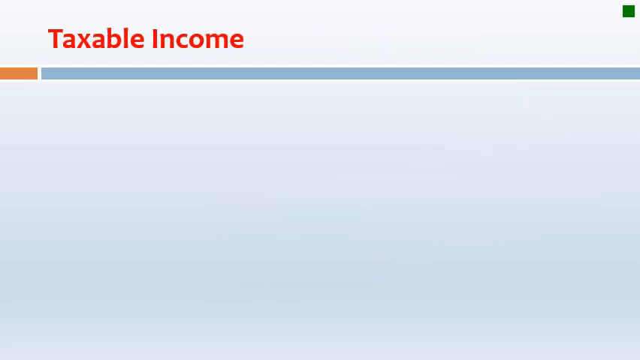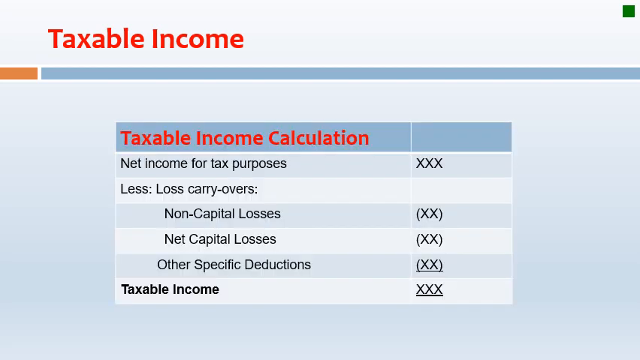You'll recall that in order to determine an individual's taxes payable, we first need to calculate their taxable income. Now we did that in a previous video, and this is just a brief synopsis of what we determined. Net income for tax purposes, which is where we spent most of the course, less any of our loss carryovers, our capital losses, and our non-capital losses, any other specific deductions. This results in what we want. We seek taxable income.